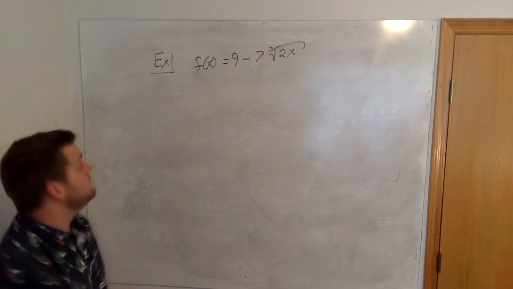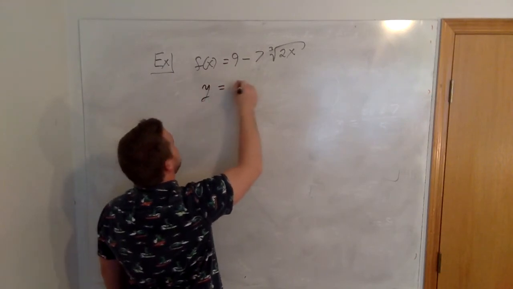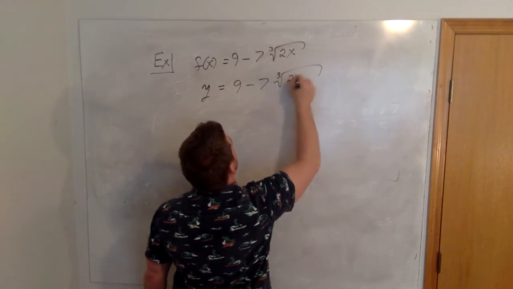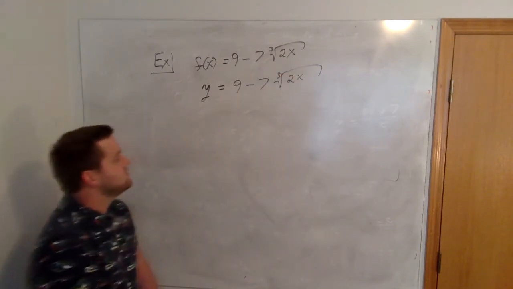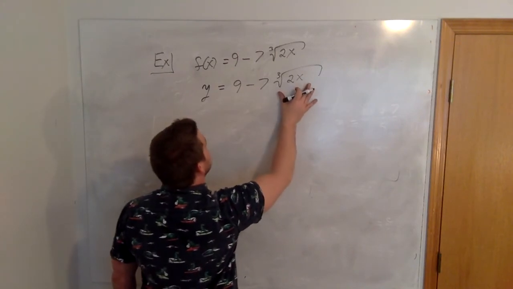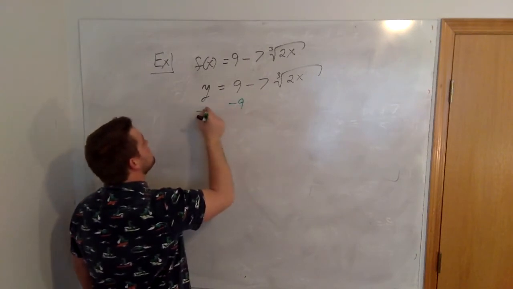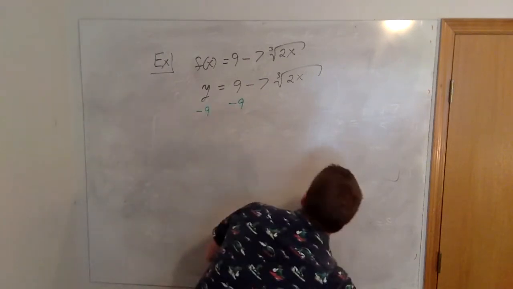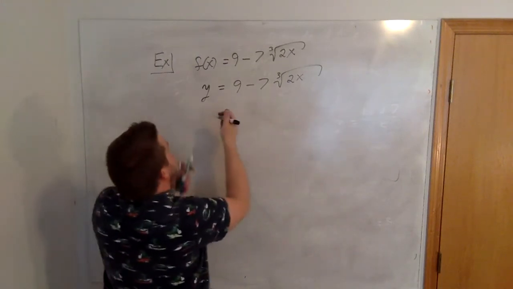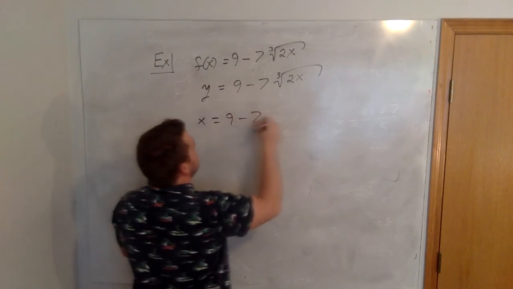Okay, let's do it. First thing we're going to do is flip out of function notation. So y will be equal to 9 minus 7 times the cubed root of 2x. Okay, I need to solve for x here, so I'm going to try to isolate this cube root piece. So let's first subtract 9 from both sides. Well, I guess let's pause here. I want to talk about the inverse. I need to flip-flop my x's and y's. So if we're on the inverse, the x's and y's flip-flop.